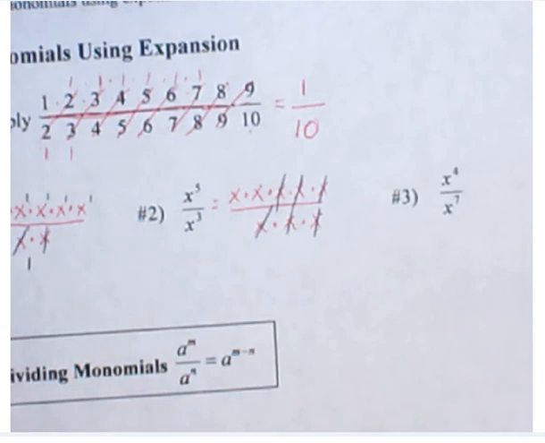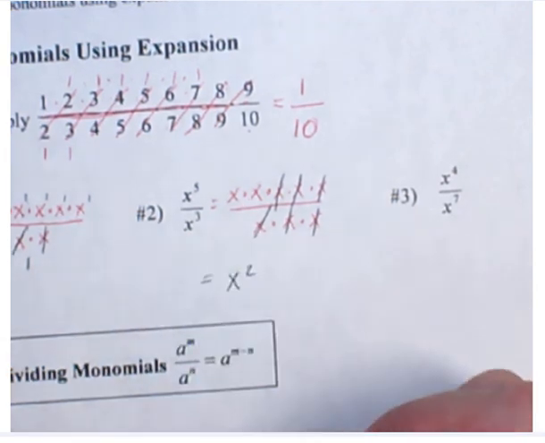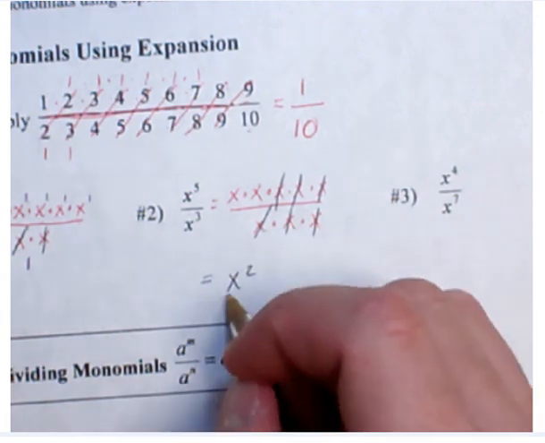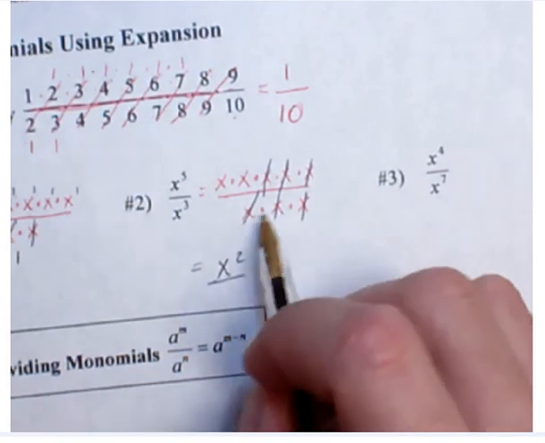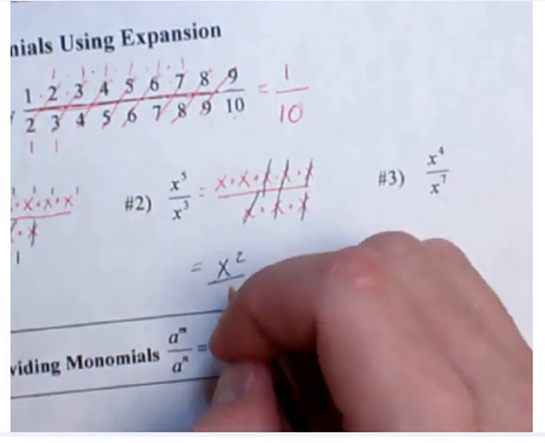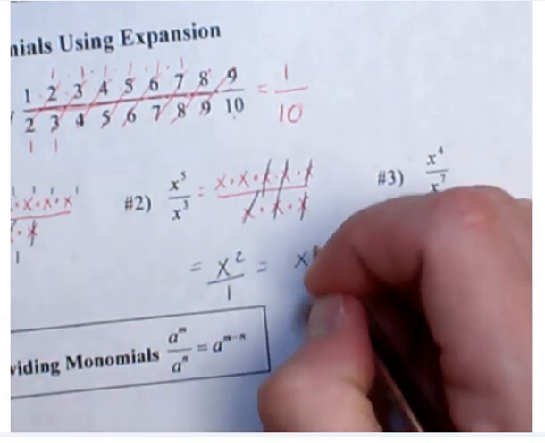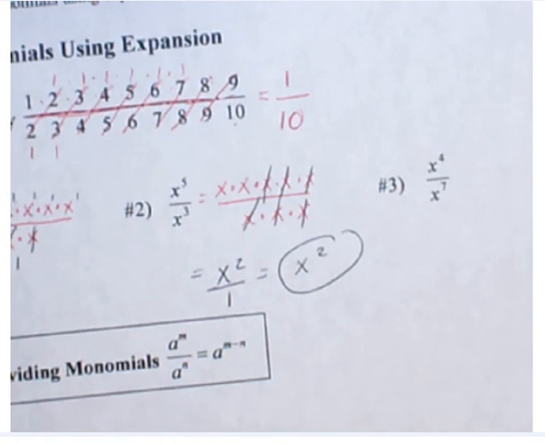So what do we have left here? Well, we have x times x, which is x to the 2nd. Now you could say, in your denominator, there's still something there. It's not 0. If everything gets reduced, then it's a 1. So it's x squared divided by 1, but we just write that as x squared. Anything divided by 1 is the same thing back. Okay, now number 3, let's do this one more time here.